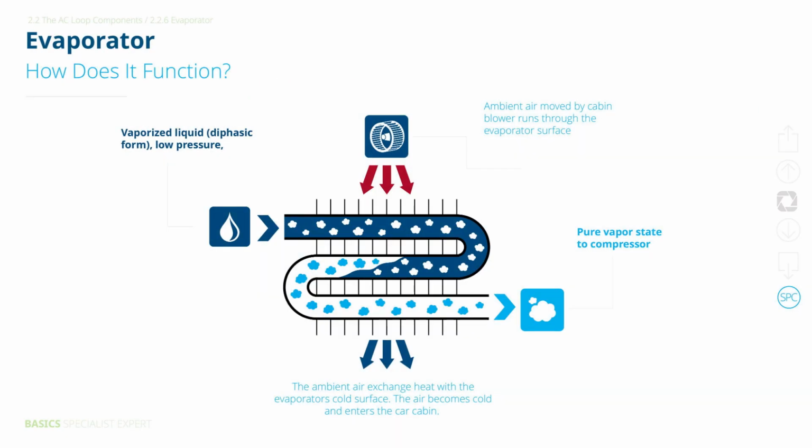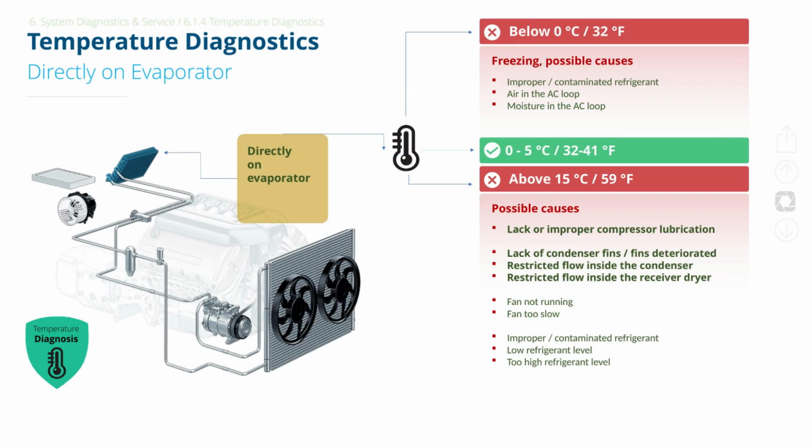A refrigerant enters the evaporator as a cold, low-pressure liquid. As warm cabin air blows across the fins, heat transfers into the refrigerant, cooling the air before it's pushed back inside by the blower. With enough heat, the refrigerant fully vaporizes, while moisture from the air condenses on the fins and drains away. When checking temperature directly on the evaporator, the sweet spot is 32 to 41 degrees Fahrenheit.